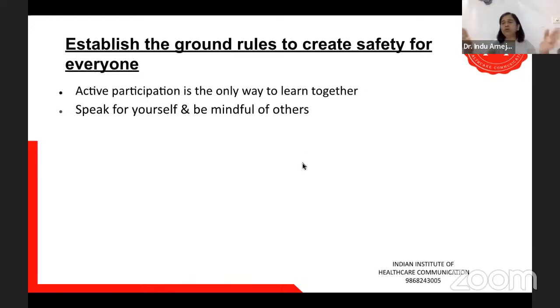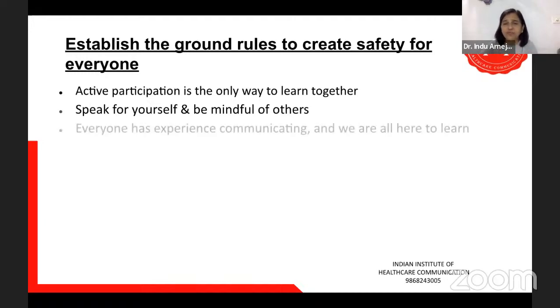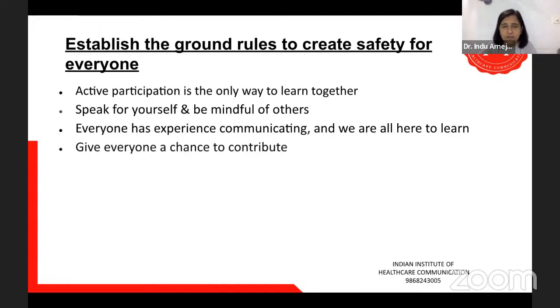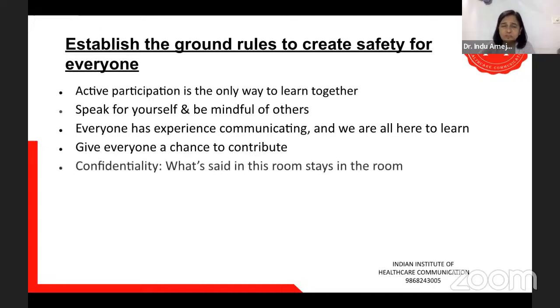For example, here we have all doctors. Tomorrow, maybe you are doing a program where you have doctors and nurses and maybe other healthcare staff. There is a possibility that somebody might say, nurses do like this. Nurses might say, oh, doctors do like this. Or a resident might say, consultants do like this. So we have to clearly tell them that you have to be mindful of others and respectful of others. And also convey a message that we all have experience, but we must give a chance to others also to speak. Everybody should get a chance to contribute and speak.